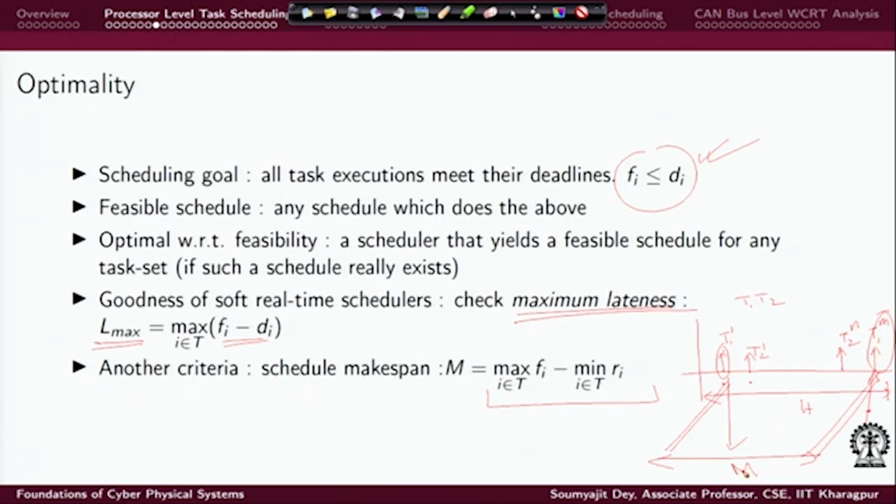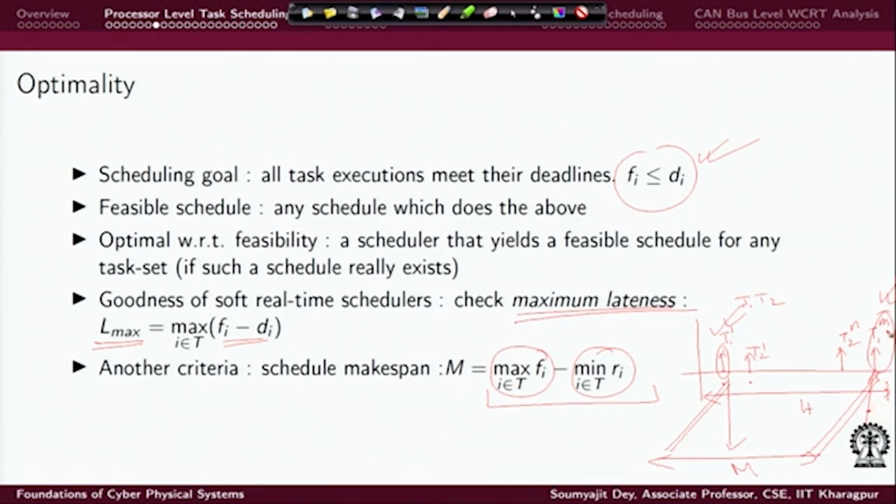If I try to define this formally, I would say that among all the tasks' finishing times, take the maximum value, and from that subtract the minimum value among all the instances' release times. That is the earliest position. So, subtract the earliest position from the latest position among all the tasks, and this is the span inside which all your tasks have executed. This is what I would call the make span.